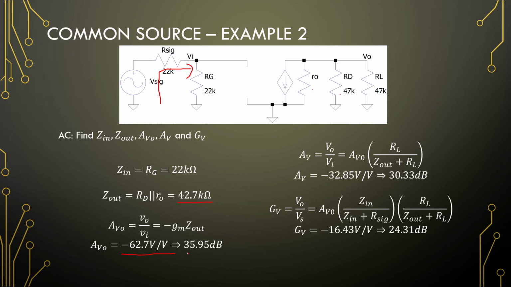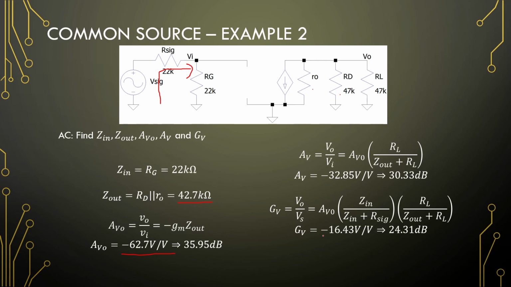And our gain is minus 62.7 volts per volt, or 36-ish decibels, multiplied by the loading factor on the output, minus 32.85 volts per volt, and the loading factor on the input. Since these two are exactly the same, half of 32.85 is 16.43, and that's 24.31 decibels.